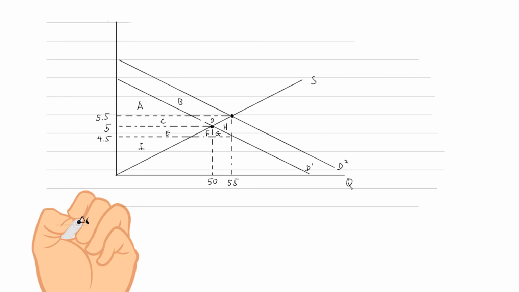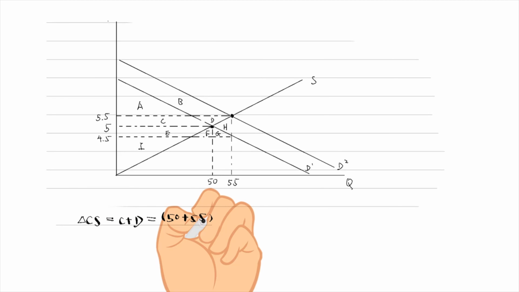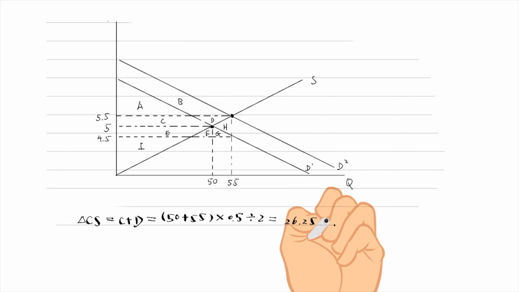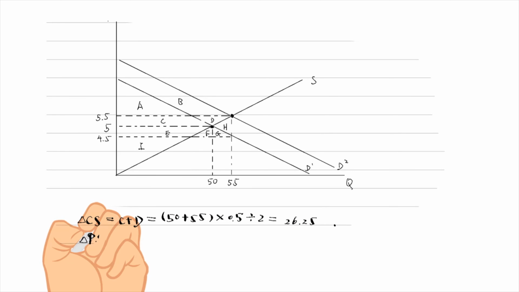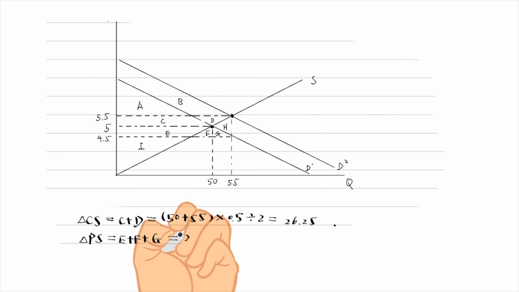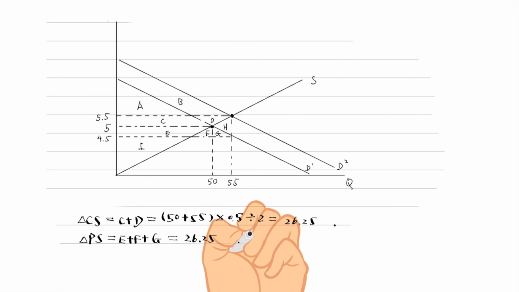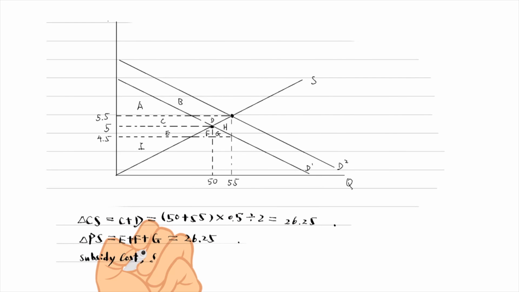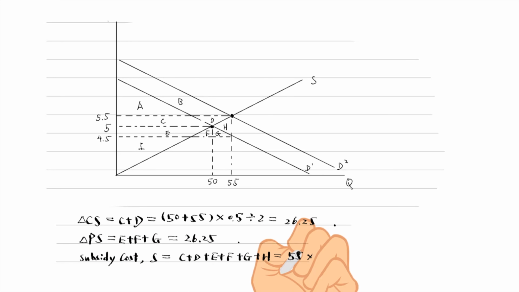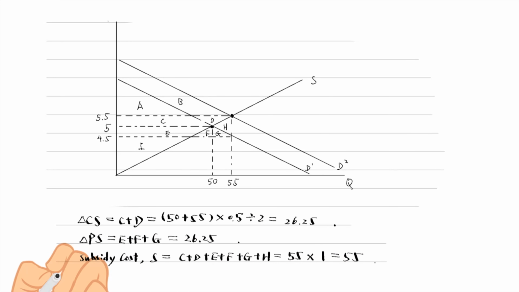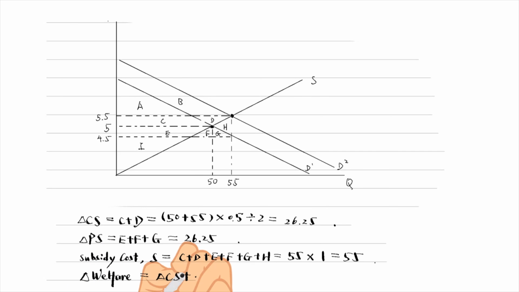We can calculate the numbers. The consumer surplus increases by 26.25, the same as the rise in producer surplus. The government subsidy cost is 55. The deadweight loss to society of the subsidy is 2.5.